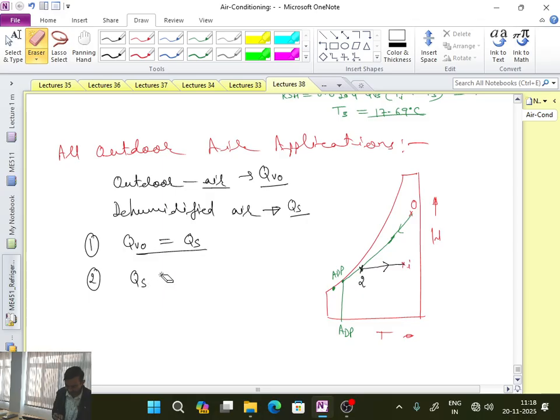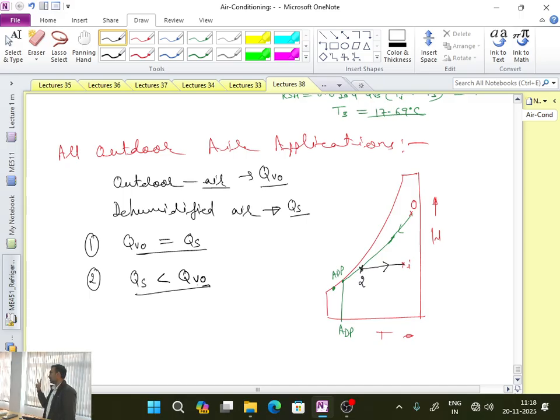Or first let me take, okay, QS is less in comparison to QV0. What does it mean? It means that the amount of air which I am cooling is more in comparison to the amount of dehumidified air which is required to meet the room sensible and the room total heat condition.